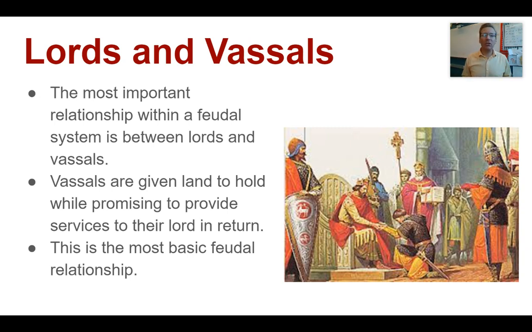The most important relationship within the feudal system is between lords and their vassals. That is, the lords and the other people who serve them. Now, vassals are given land to hold. A lord has a huge amount of land that they hold. It's theirs. I'm in charge. I'm the lord. The vassals are given a part of that land, and they get to make profit on that land in exchange for services that they provide to the lord in return. That is the basic formula of the feudal relationship. You get to run some of my land and profit from that land. In return, you're going to do certain things for me.